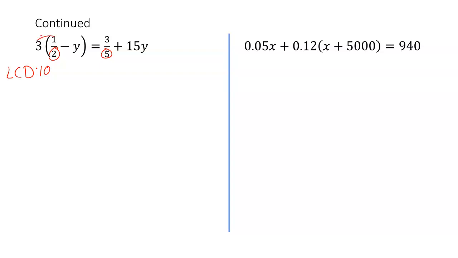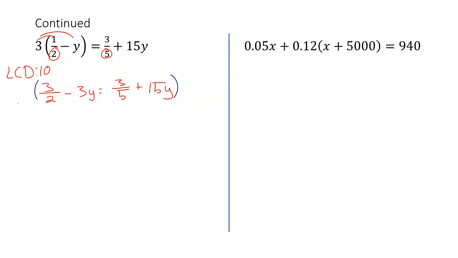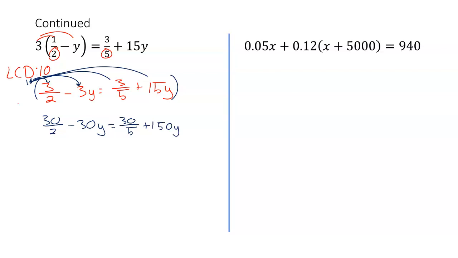So to start, let's just get rid of this pesky parentheses because, you know, it's annoying. And then we're going to go ahead and multiply all of our terms by 10. So I'm going to multiply 3 halves by 10. Well, that gives me 30 over 2. I'm going to multiply 3y by 10. That gives me negative 30y. I'm going to multiply 3/5 by 10 to get 30 fifths. And 15y by 10 to get 150y. And this is where the magic trick comes in.